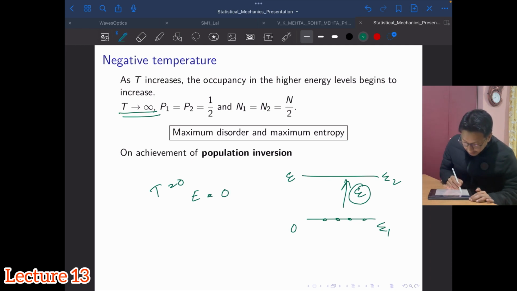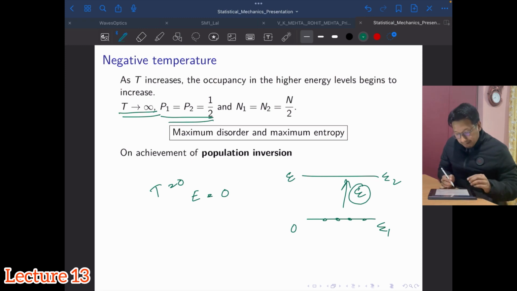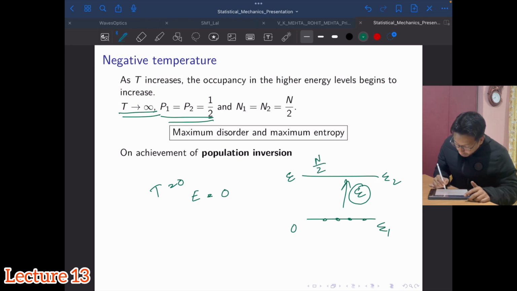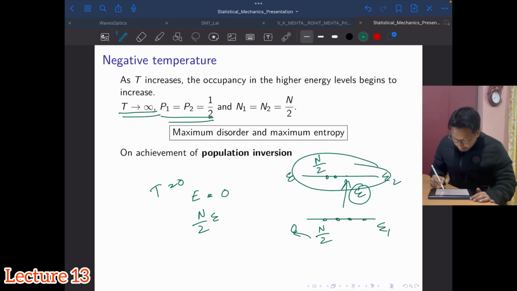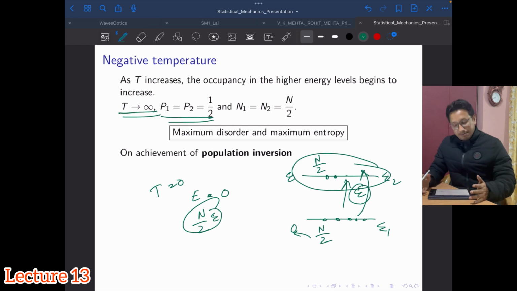But in this state, where P1 equals P2 equals half, N by 2 atoms were here and N by 2 were here. The ground state has 0 energy, so the internal energy of the system is given only by these atoms, which is N by 2 times E. If I now increase the number of atoms moved from the ground state to the upper state, the internal energy of the system will increase. However, the entropy of the system decreases. That's why we get negative temperature.